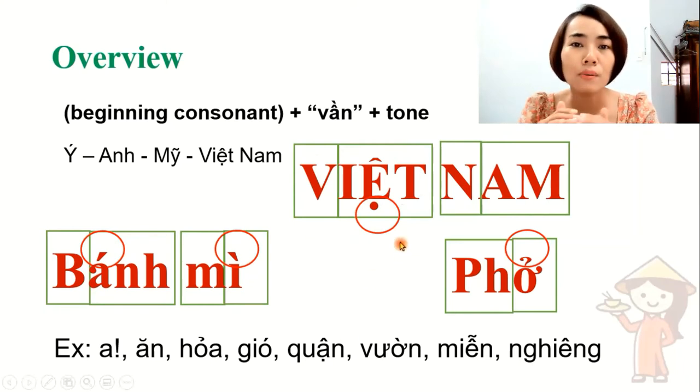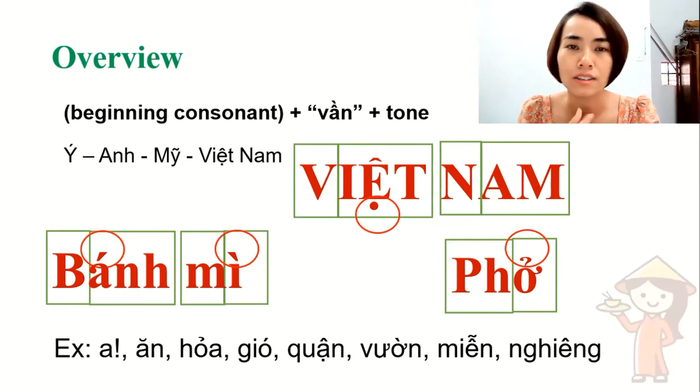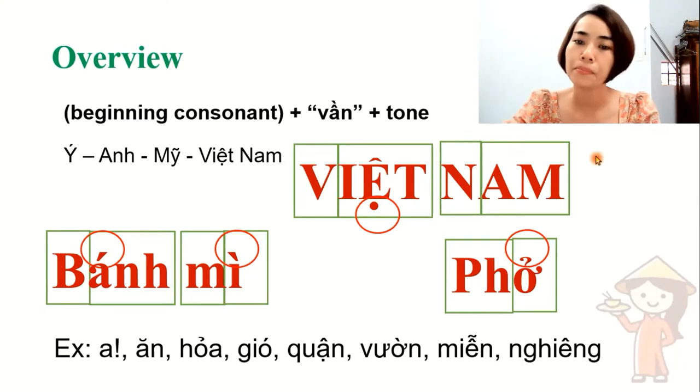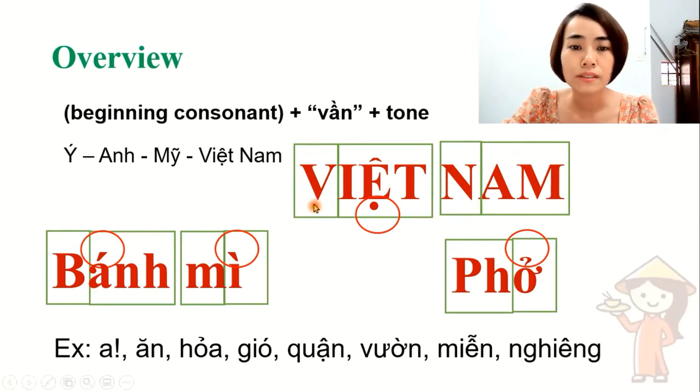the very lowest tone, nặng. You have to use your muscle here, your glottal stuff, here, okay? So this is the beginning consonant. This is van and this is yau. Okay. This is the beginning consonant. This is van and this word has no tone. Không yau. Okay.